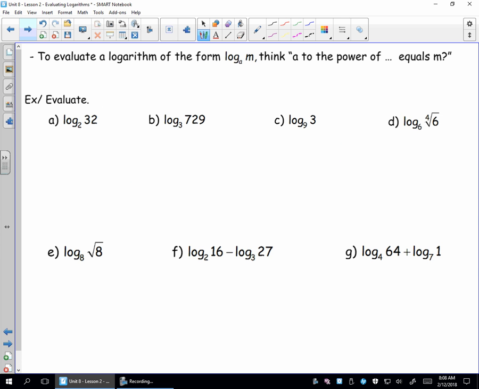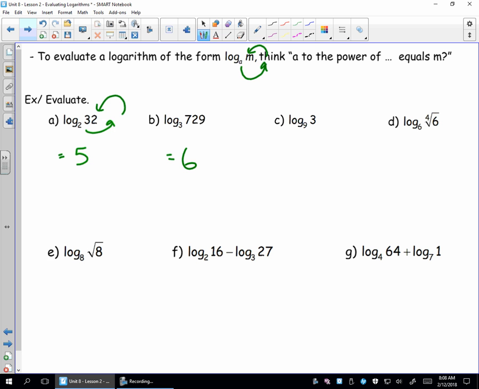Okay, when we're evaluating, so not rewriting, but actually calculating, we have to think to ourselves, a to the power of what makes m? Okay, so let's try and do some of these without using our calculators, get in the habit of not having to use your calculator. Then when we do need to use it, we only need to use it for ones that we're not so sure about. So first one here, 2 to the what makes 32. 2 to the 5. 3 to the what makes 729. Maybe that's a pretty big one. Maybe you need your calculator.